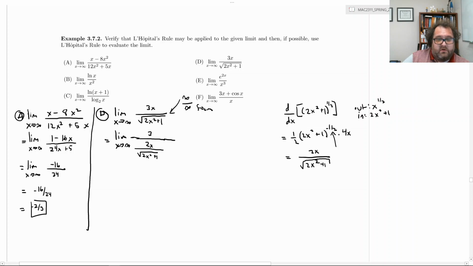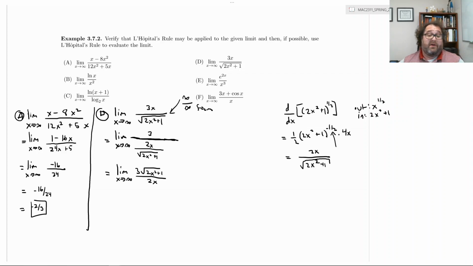Now that looks kind of weird. It's a compound fraction, and we have to remedy that compound fraction. So we have 3 divided by a fraction. And how do you divide by a fraction? You flip the divisor and multiply. So that's going to give us on the top 3 times radical 2x squared plus 1, divided by 2x. And now look what L'Hopital's rule did for us.